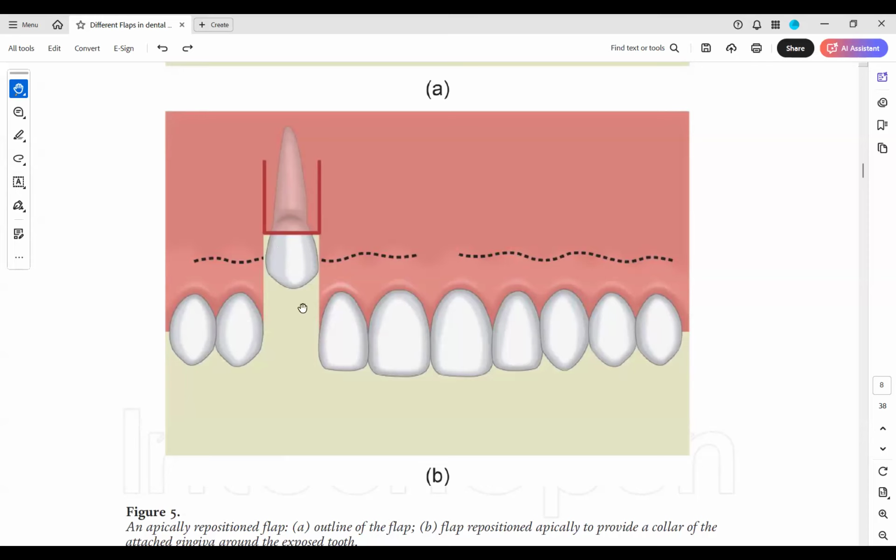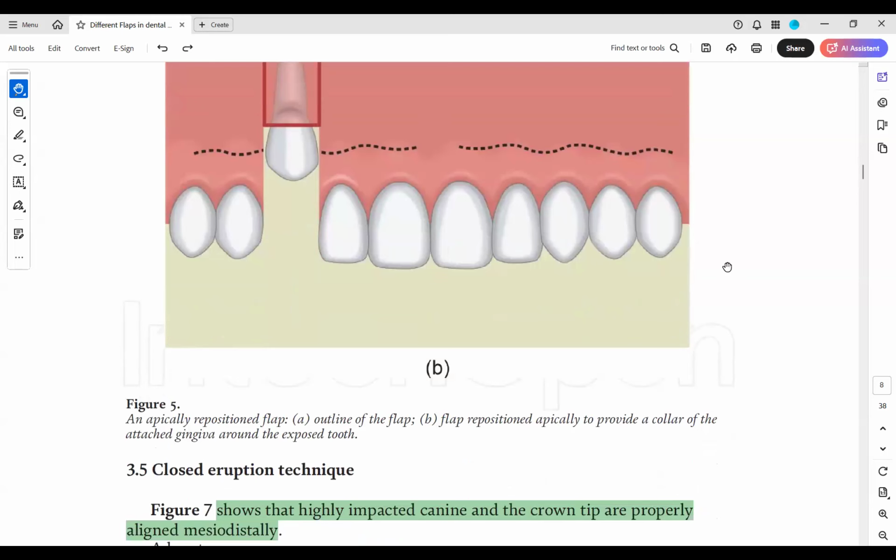No, there will be no recession because the bone will continue to form here, right? There will be no recession on the adjacent teeth because the papilla is preserved, right? And with the canine erupting, new bone formation is happening.